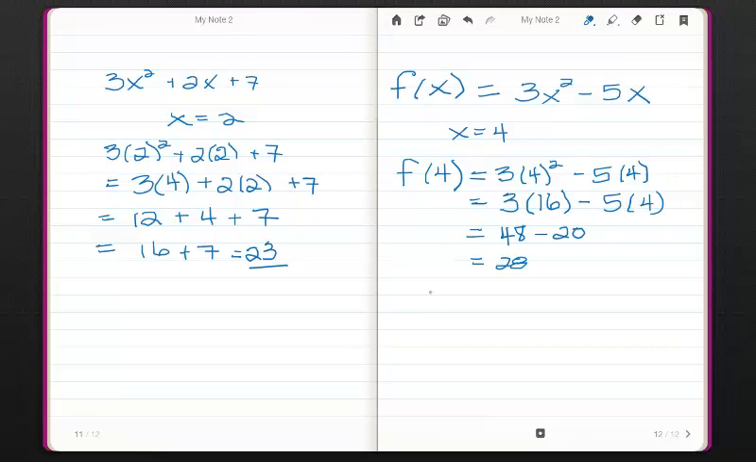So now you've learned a little bit about expressions and exponents. If you need any more help with this topic, please feel free to post in the discussion board or email myself or Angela.